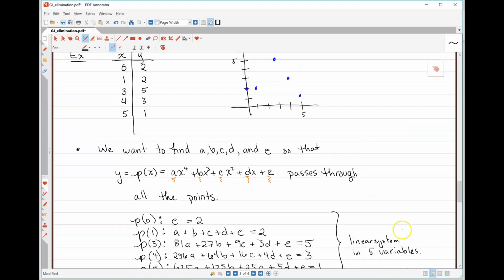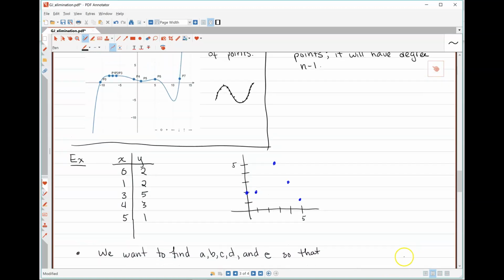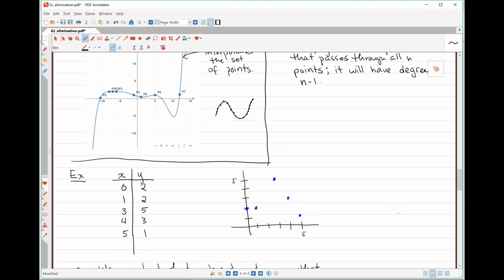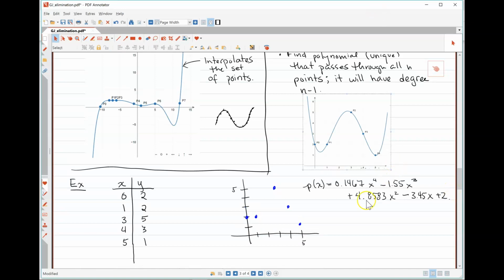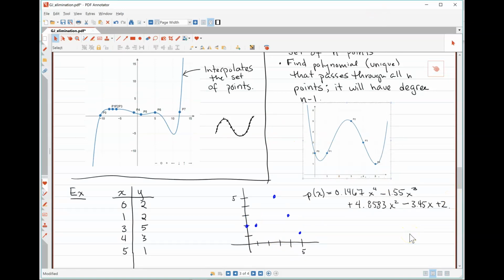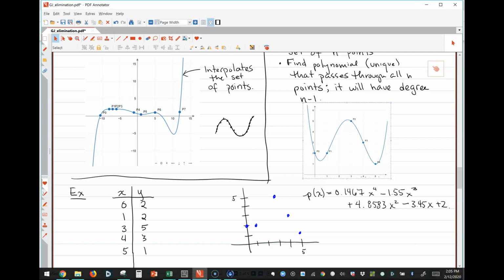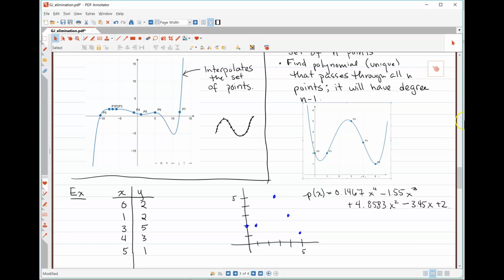So let me write that down up here, and then I can paste in a picture that I've got of this. So that's the polynomial, and here is its graph. P0 through P4 are our points, and then we've got this nice polynomial interpolating it, and we have its equation. So that is how you do polynomial interpolation.